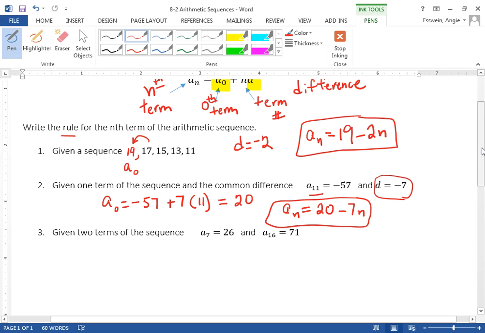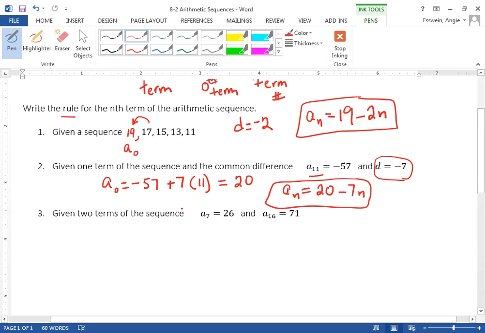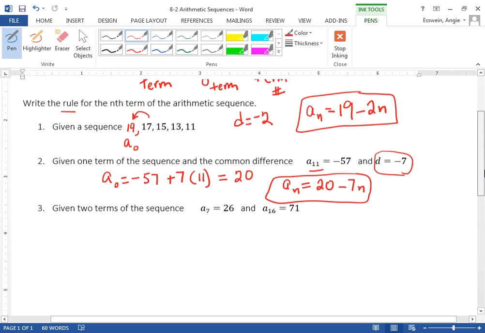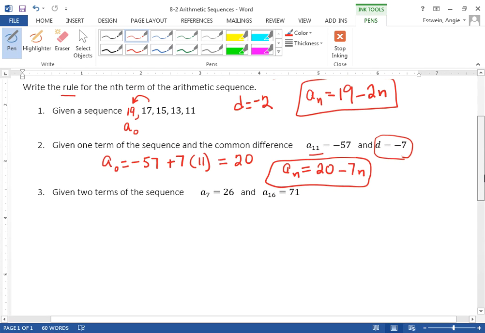And then the last one, now we're not given the common difference or the 0th term. We're given 2 terms in the sequence. So the easiest way I can explain to do this is something you noticed earlier, that these functions are linear when they're arithmetic. So you can pretend like this is a point. So pretend you're given 2 points on a line. And you're going to find the equation of the line, the y-intercept and the slope.